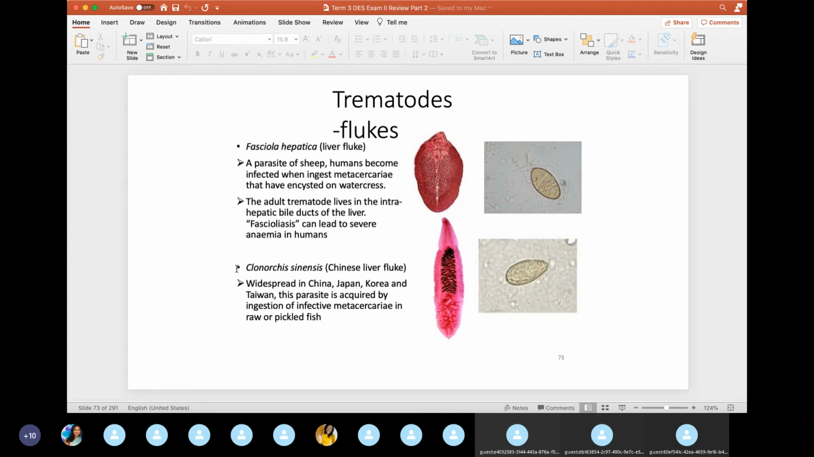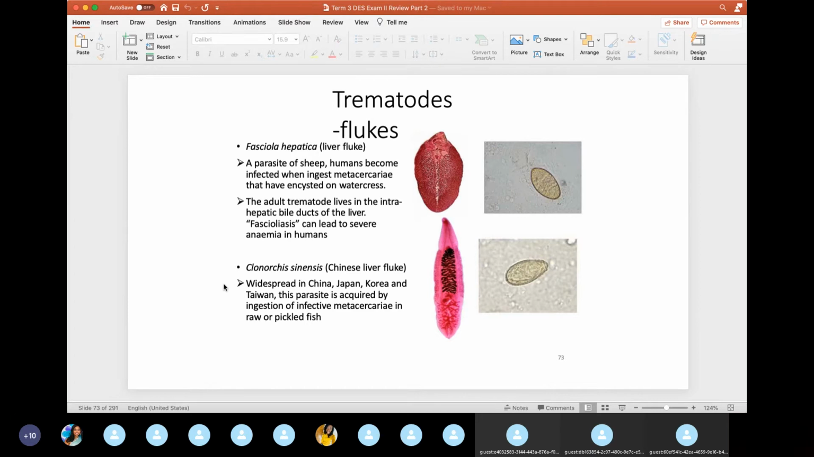Okay, trematodes, flukes, let's summarize here. Fasciola hepatica. Fasciola, think about liver. They look like a liver here, right? This liver fluke on the right side, the image here, it looks like a liver, right? What's the mode of infection? You ingest via what? Metacercariae. That's high yield. And then the adult trematode, once inside the body, lives where? Intrahepatic bile ducts of the liver. That's high yield. It can also cause severe anemia in humans, high yield.